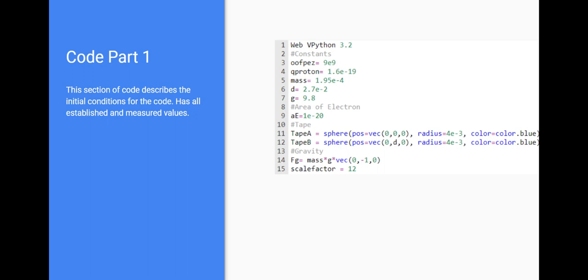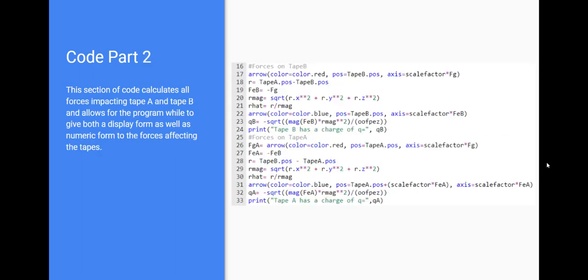Then we have the first part of the code, which establishes all the initial conditions, establishes where the tapes are, or that central charge that we're going to be using as the tape, as well as the scale factor, and it calculates the vector for force of gravity. Then we have all the calculations for the forces that are impacting the tapes, including gravity as well as the electrical force, or the Q value for QA and QB. It also prints the values for the QA and QB and establishes the size of the arrows for the forces.